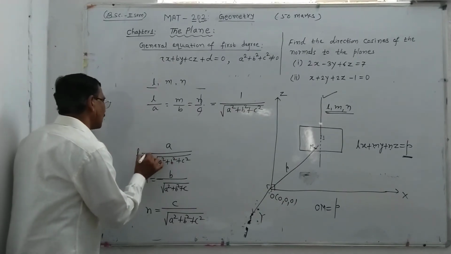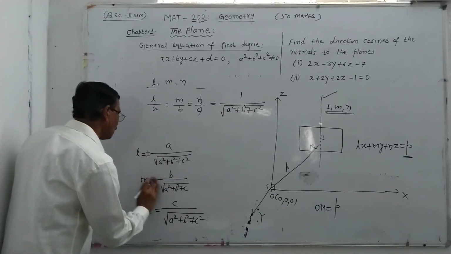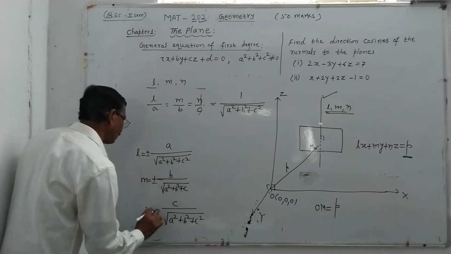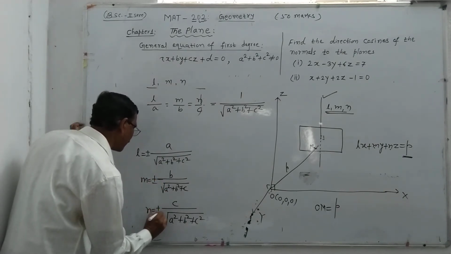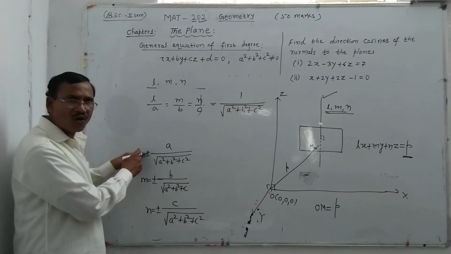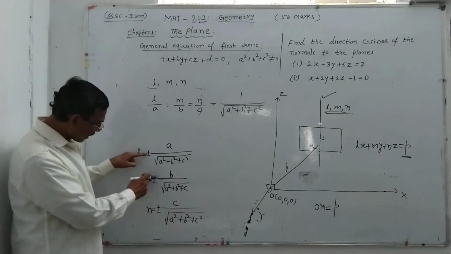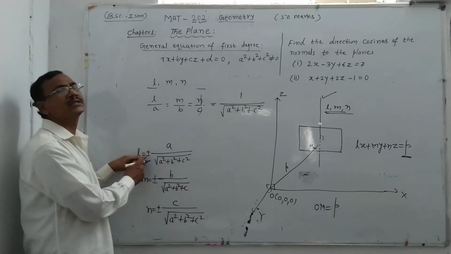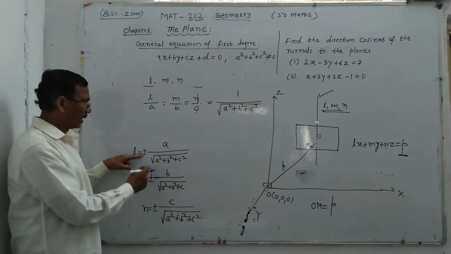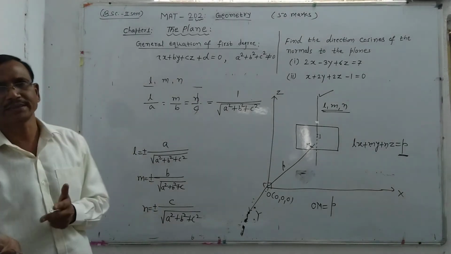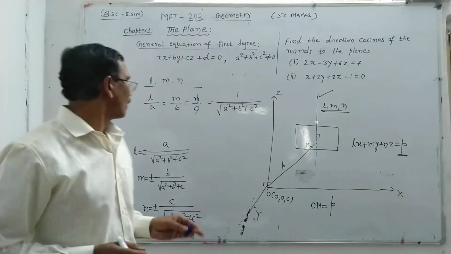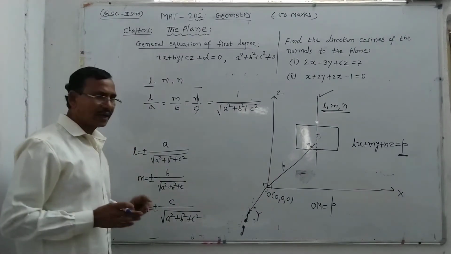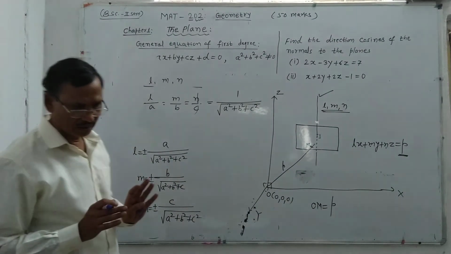Here we can consider either plus or minus sign, nothing happens, but you have to consider the same sign throughout. If you consider plus sign for the first term, every time you have to consider the plus sign, or if minus sign for the first term, in every case you have to consider the minus sign. Okay? These are the relations between direction cosines and direction ratios.